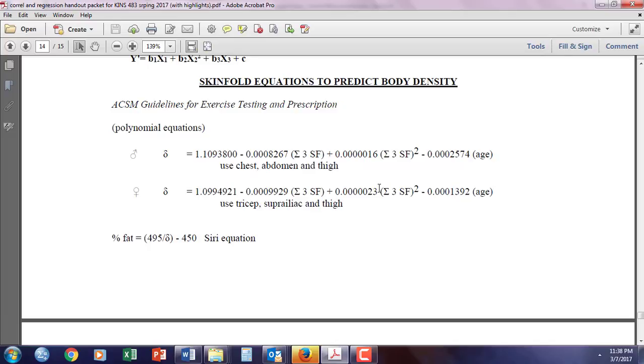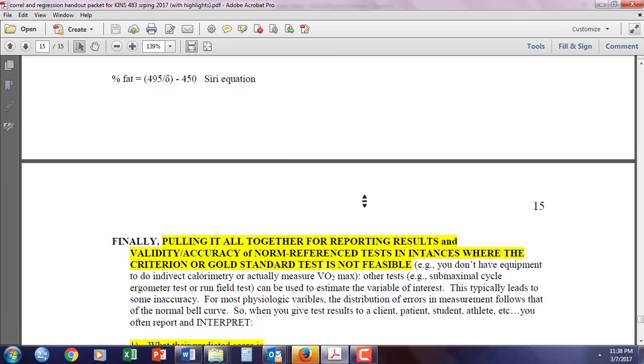This is a multiple regression prediction equation, only it's not linear. It's going to be curvilinear. It's going to be exponential. It's what we call polynomial because it involves exponents. I just want you to be familiar with that in case you see that out there.